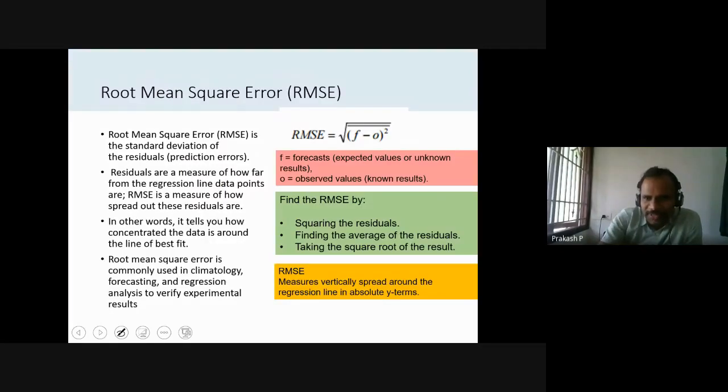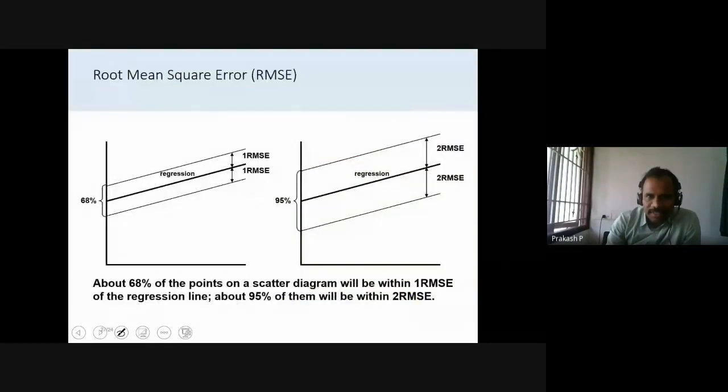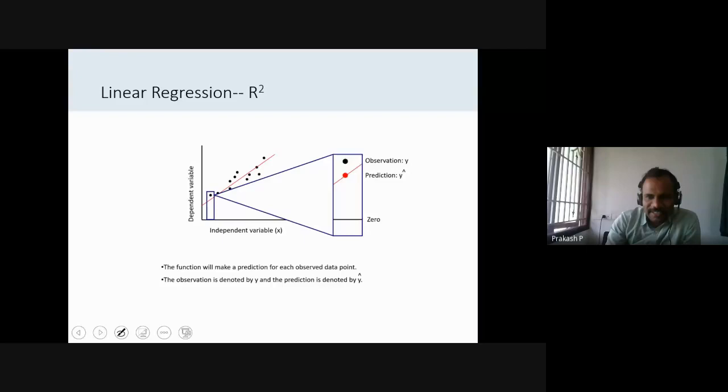The next is root mean square error. What is the root mean square error? For the forecasted or observed values, you need to apply the root. This is called root mean square error. This is the explanation of root mean square error.